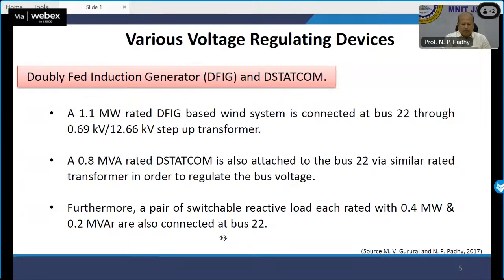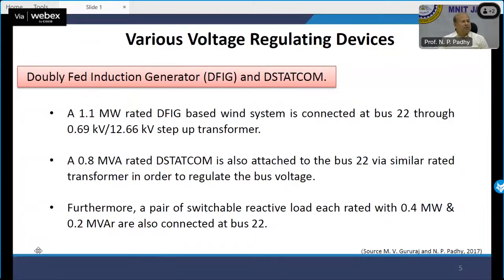And finally, we have a pair of switchable reactive loads, each rated at 0.4 megawatt and 0.2 MVAR, also connected at bus number 22. So we do have load as well. What do you mean by switchable loads? Switchable loads are inductors and capacitors and also some resistors, so it is basically a combination of RLC. They can be varied; the reactive power can vary from 0 to 0.2 MVAR.